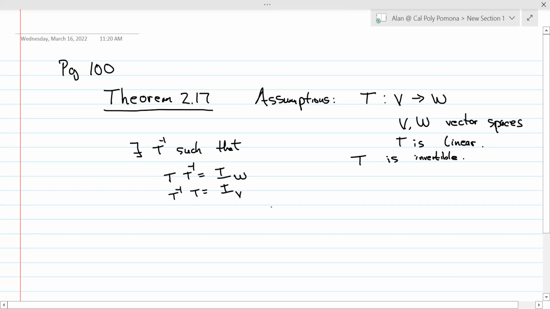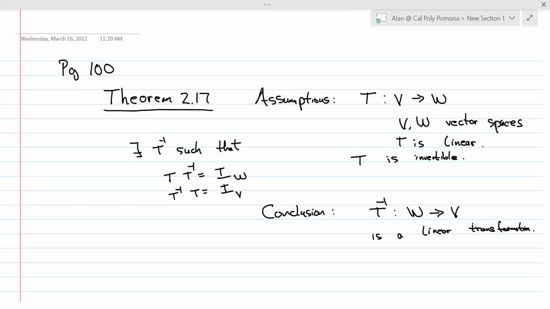Conclusion, or then, what's the conclusion? If you look at T inverse, which goes from W back to V, we want to say that it is a linear transformation. Okay, so that's the content of the theorem.